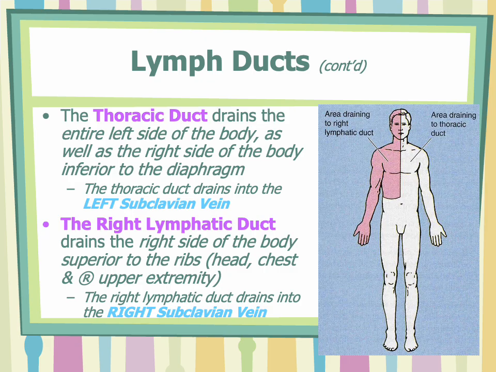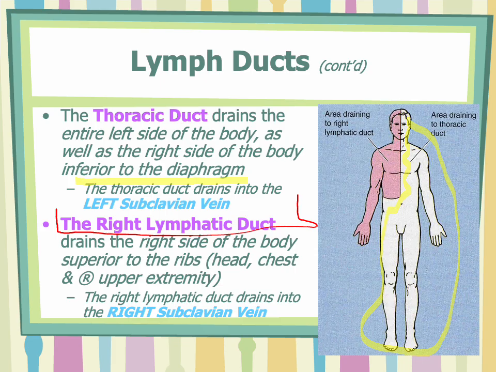So here we are seeing the thoracic duct. This one drains, pretty important guys, the left side of the body. Okay? The left side of the body, as well as the right side of the body inferior to the diaphragm. So we are basically draining all this, okay? All this, okay? The portion that is on the reddish or pinkish here is drained by the right lymphatic duct. This is pretty important.